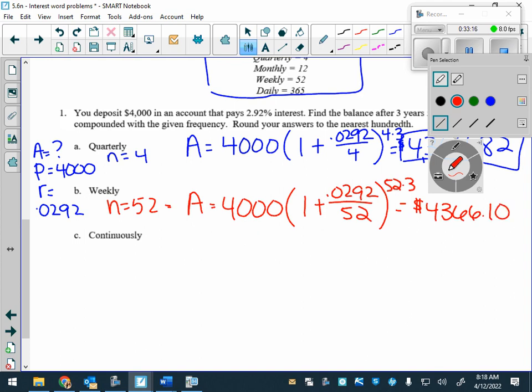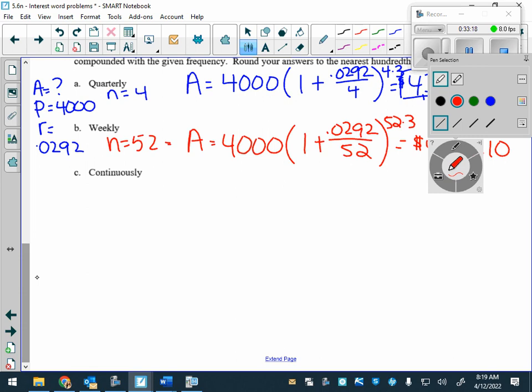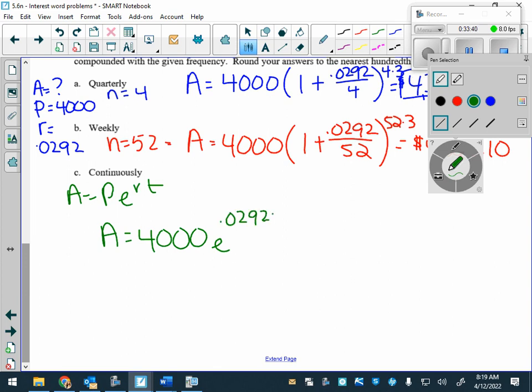Okay, so now the last one, we have C, continuously. Are we using the same formula? No, we're going to use the PERT formula. So A equals 4,000 e to the 0.0292 times 3.